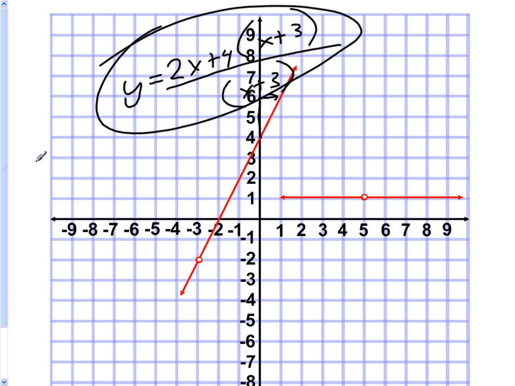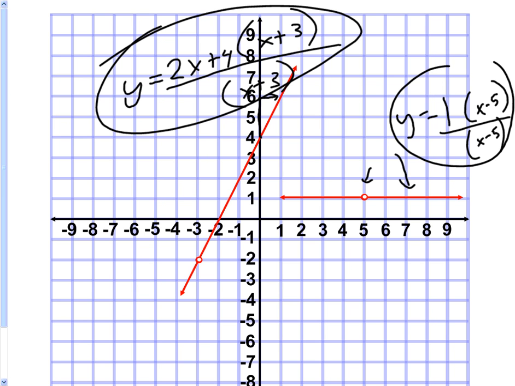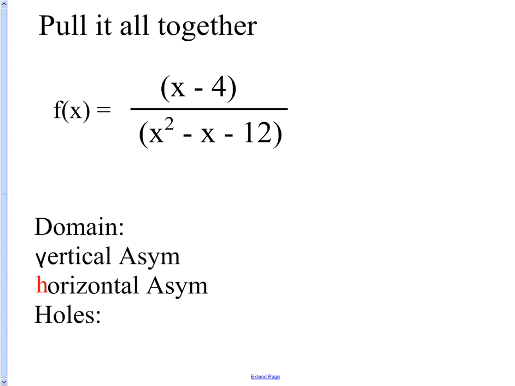Get that? All right, let's look at this one. This is a simpler one. It's y equals 1. Do you get that? But we need to add the hole in, and so I make it into a fraction, and I put something on the top and something on the bottom to make the hole. X minus 5 and x minus 5. That creates a hole right there. So there's my equation. All right, and let's pull it all together.